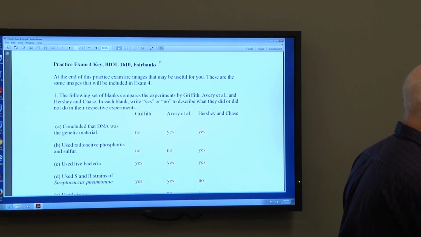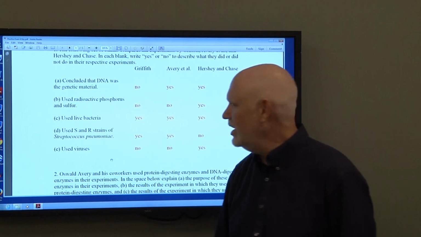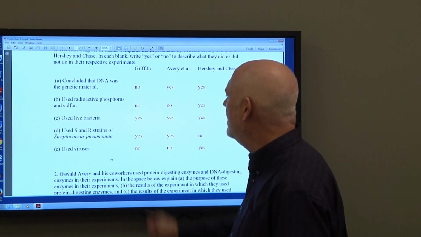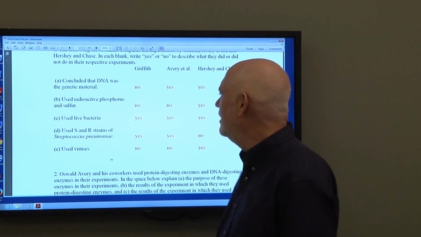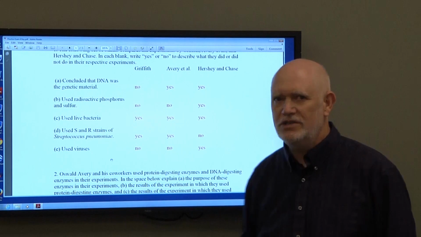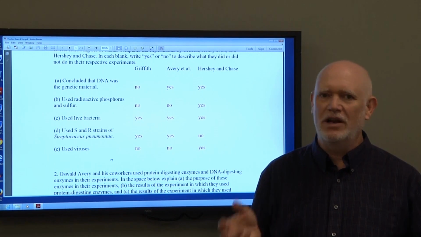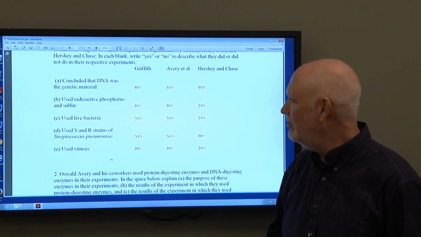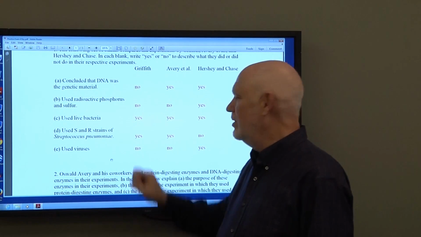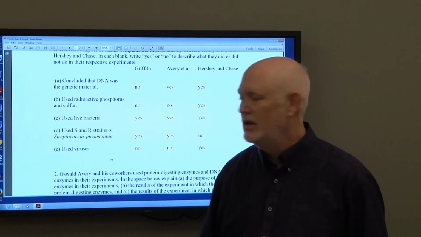And D, used S and R strains of Streptococcus pneumoniae. That's what Griffith was studying. Avery et al. followed up on that, so yes, they used S and R. But Hershey and Chase were actually using a different type of bacterium. They were looking at viruses, not at the S and R strains, so the answer to that would be no. Griffith didn't use viruses, worked purely with bacteria. Same thing with Avery et al.